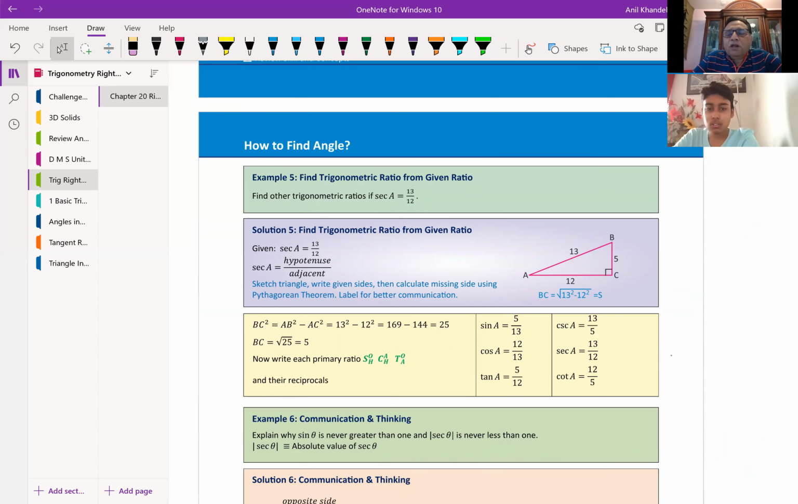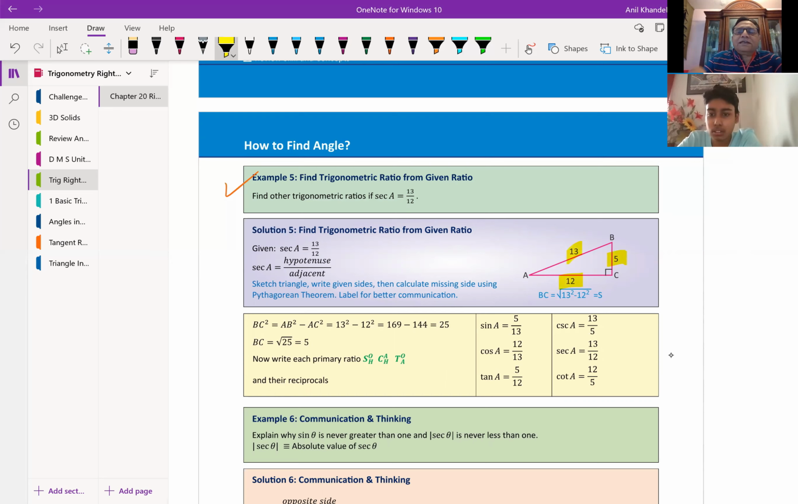Now here, what are we given here? Can you please read example number 5? Find other trigonometric ratios if secant A is 13 over 12. Correct. So given secant A equals 13 by 12, secant A would be hypotenuse over adjacent. Correct. So sketch the triangle with given sides, then calculate the missing side using the Pythagorean theorem. Correct. Label for better communication. Correct. So this is what I did.